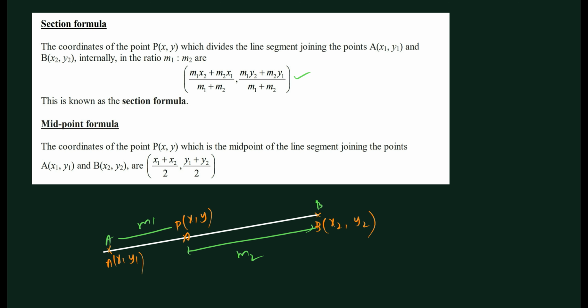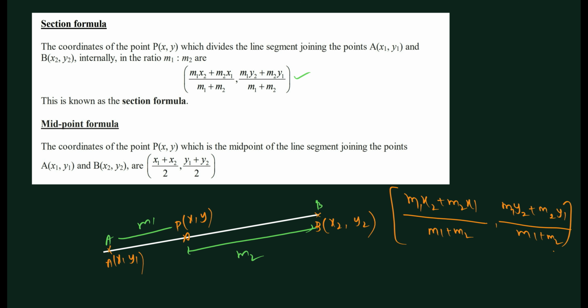Okay, what is the section formula? m1 into x2 plus m2 into x1 by m1 plus m2. Then the y coordinate is m1 y2 plus m2 y1 by m1 plus m2. Okay, so this will give the point P (x, y). To get the point P, you have to use this formula.